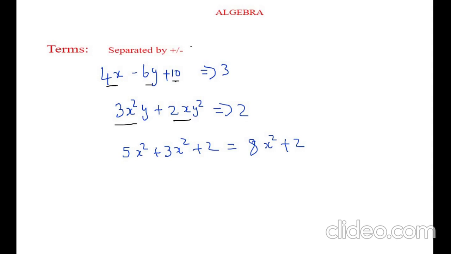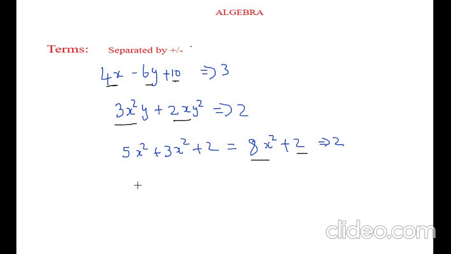So now here we have two terms. 8x square is one term and 2 is one term. So totally we have two terms. Now as I said, terms are separated only by positive and negative sign. So now let's see about multiplication and division.